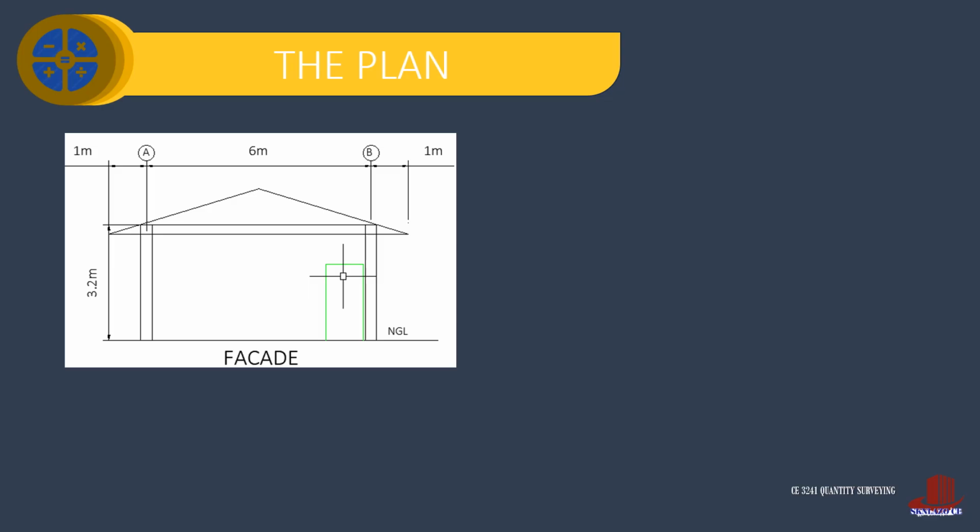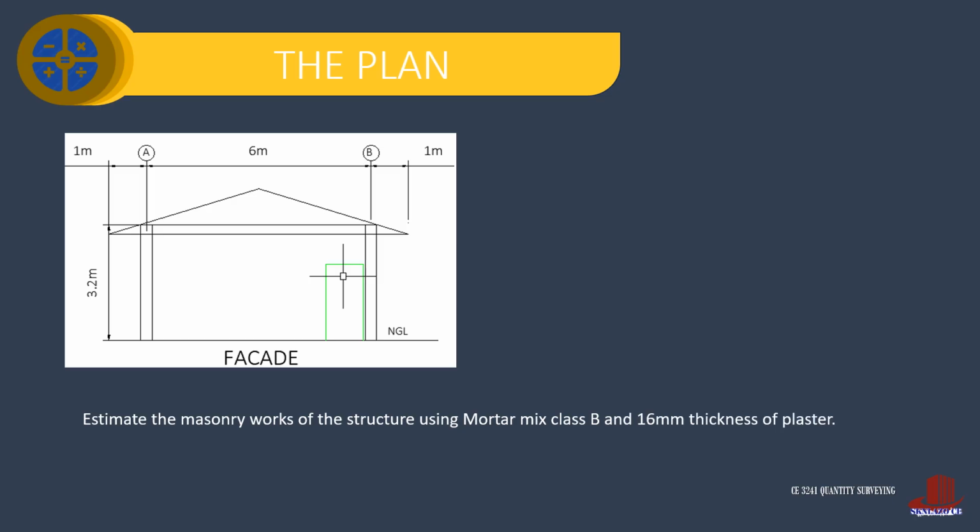Also shown is one elevation, and we are to estimate the masonry works of the structure using mortar mix class B and 16 mm thickness for the plaster on both faces.